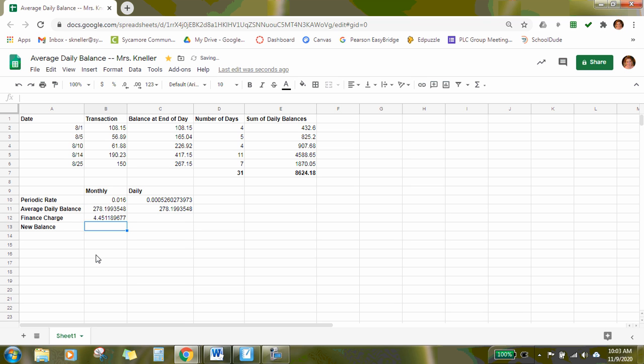Hit enter. There you go. There's the finance charge, $4.45. Because again, if we were rounding it, we would just chop it off there. We don't have money that has that many decimal places in it. And we're going to do the same thing here for the daily.